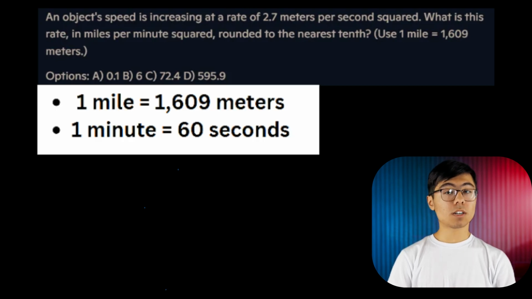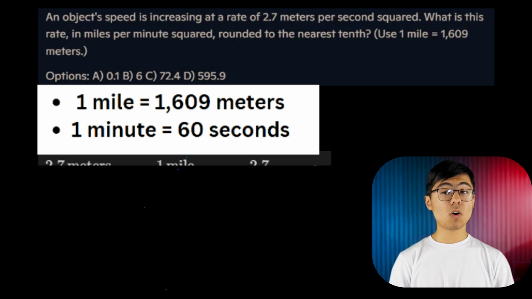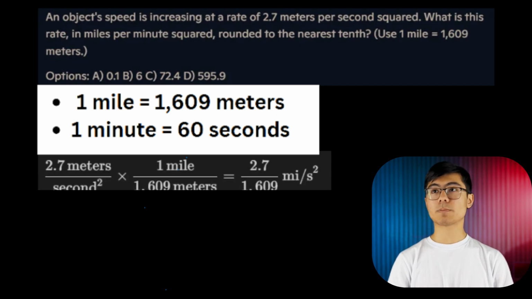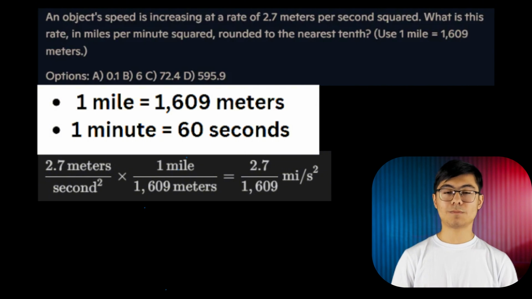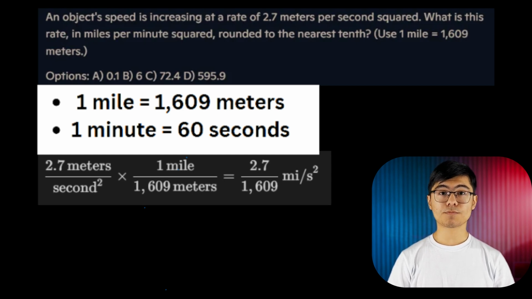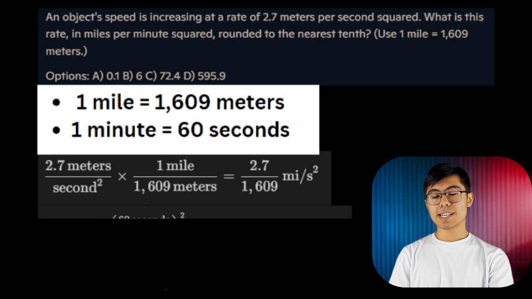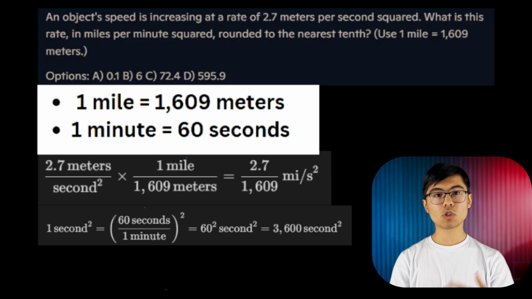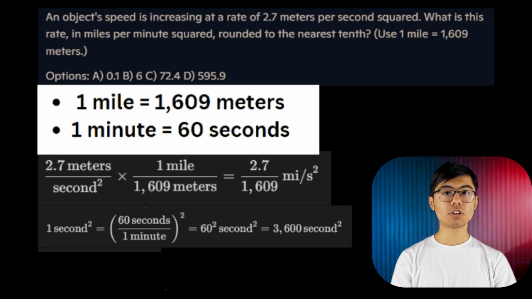Step number 2 is converting the distance. Let's start by converting the meters into miles. We all know that 1 mile equals 1609 meters, so we can just plug in the numbers here. That's the first part done. But now we need to convert the time units from seconds to minutes squared. So we all know that 1 second equals 1/60th of a minute, so we need to square this conversion factor.